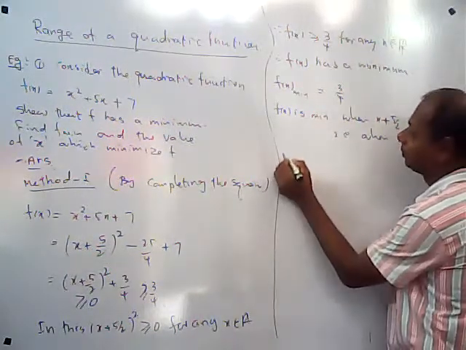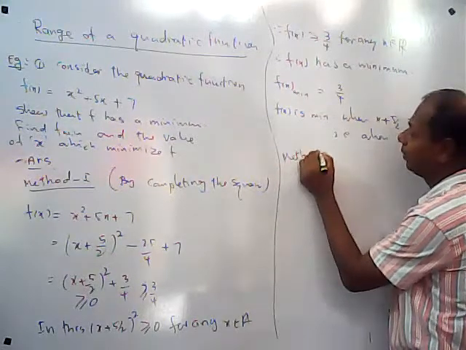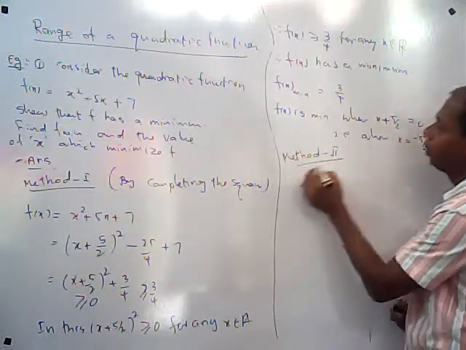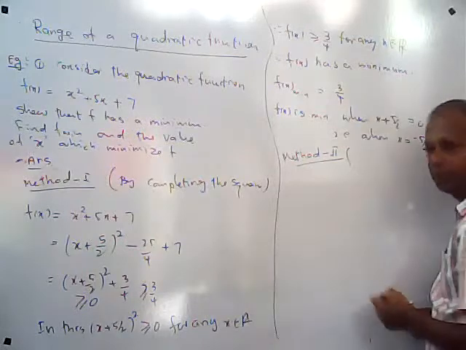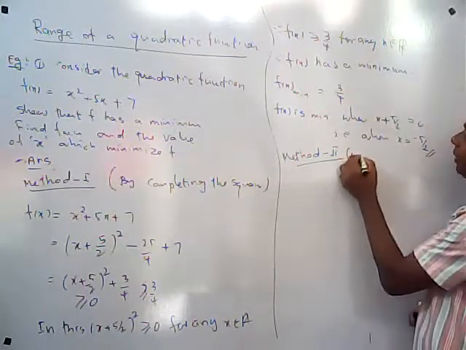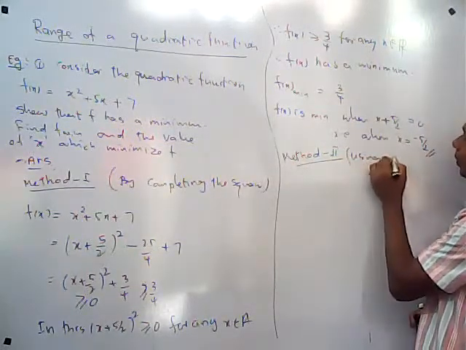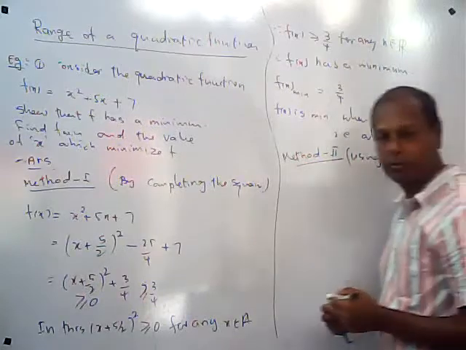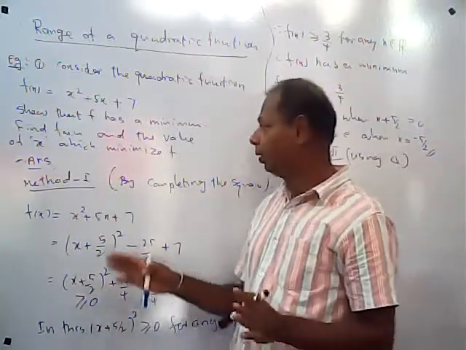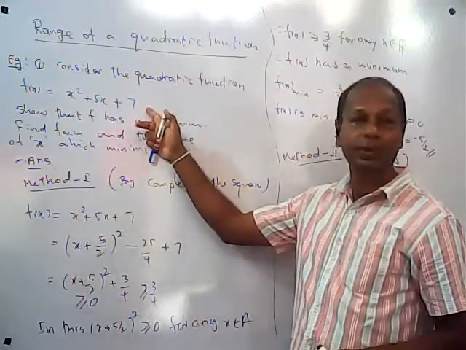Method 2, using delta. B squared minus 4ac. Now we are going to find the minimum of this using delta, right?